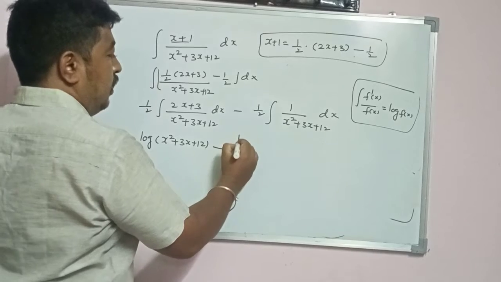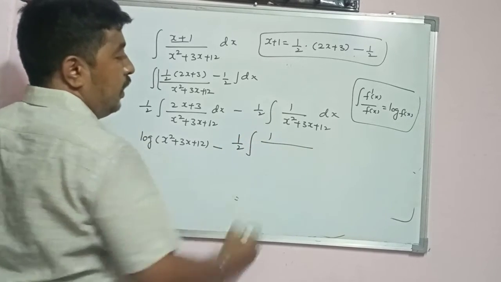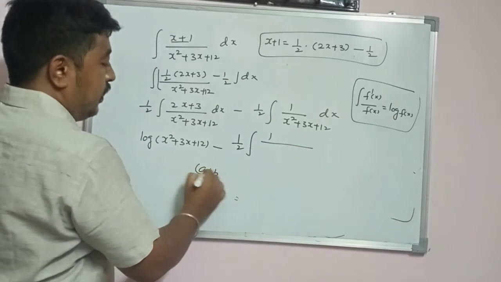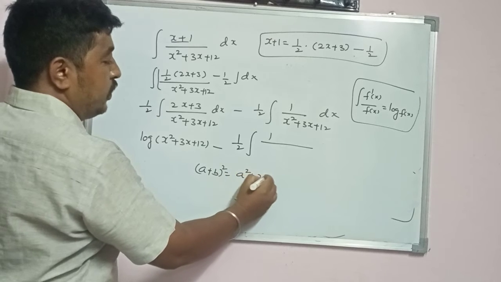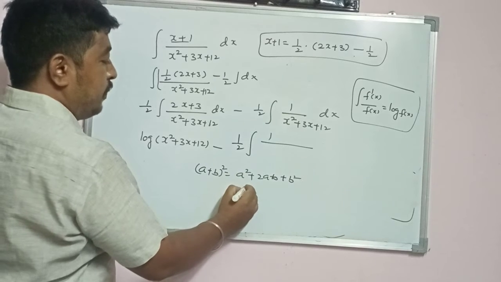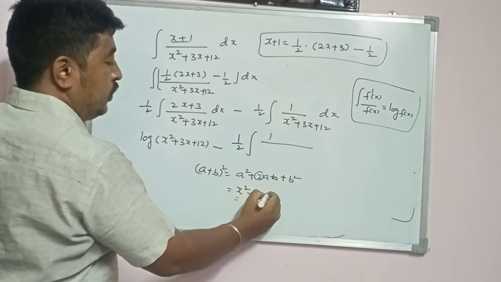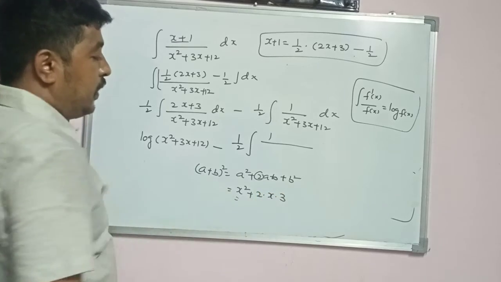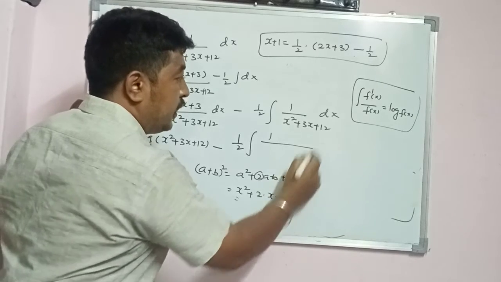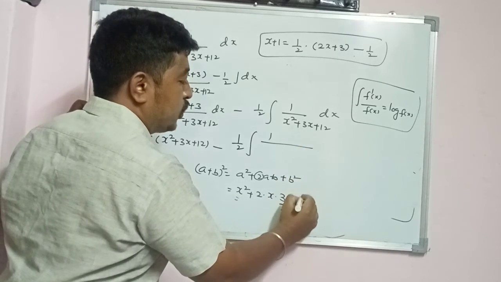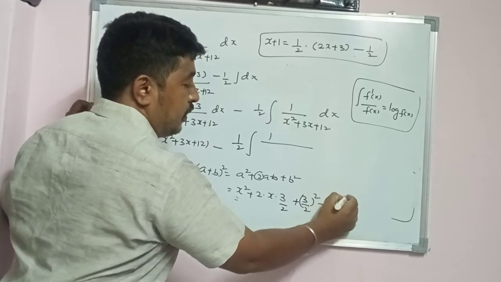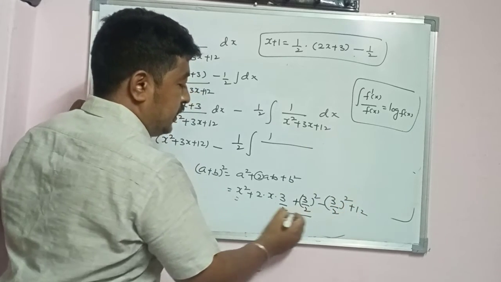Minus, next, half integration 1 by x² + 3x + 12. I want to write this in the (a + b)² formula. (a + b)² is a² + 2ab + b². See, this one is x² plus, by the formula, 2 into x into b value, where the coefficient is 3. But 2 times 3 is 6, and it is only 3, so I want to write 3/2. Here 12 is there, so it is (3/2)². I want to add (3/2)² one time and minus (3/2)² one time, plus what is remaining here, 12.